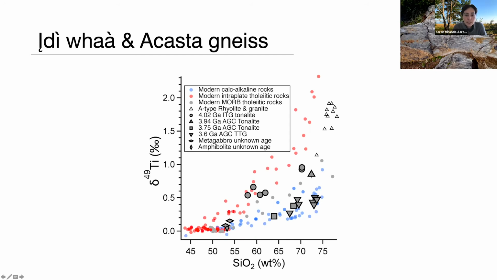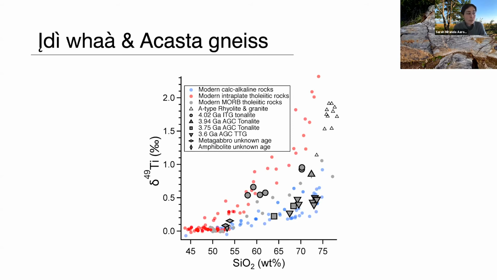And our younger samples, so anything younger than about 3.94 billion years old, are these symbols. So we have these regular triangles shown here, that's 3.94 billion years old. These gray squares here are 3.75 billion years old. And then we have 3.6 billion year old rocks as these inverted triangles down here. And when we plotted this data compared to the modern analogs, we were really excited to see this trend.